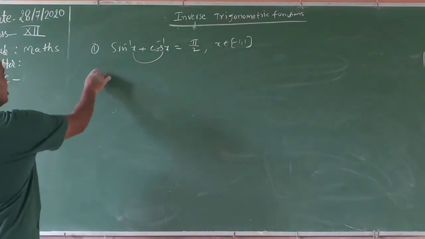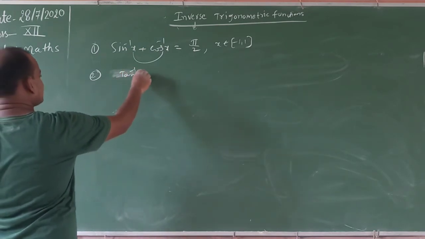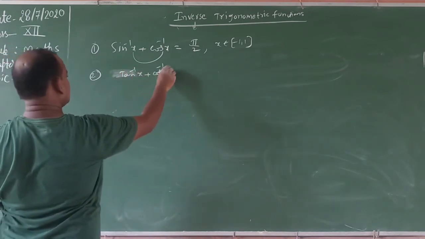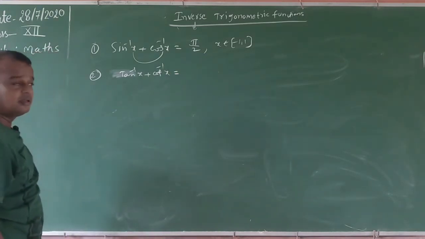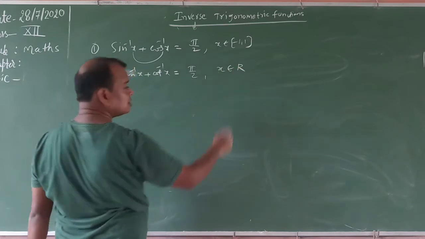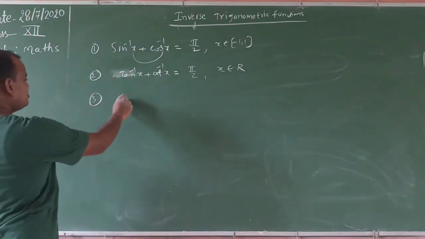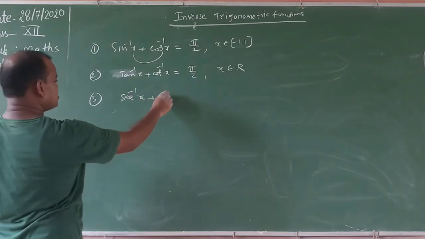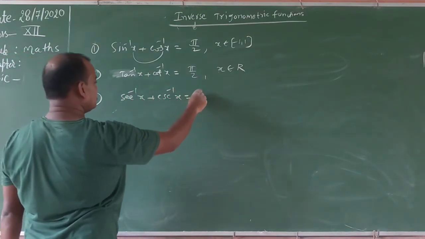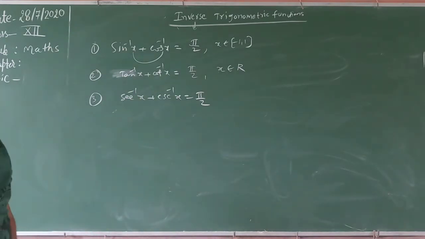Second one: tan inverse of x plus cot inverse of x is also pi by 2, where x belongs to any real number. Third one: secant inverse of x plus cosecant inverse of x is also equal to pi by 2, where x belongs to minus infinity comma minus 1 union 1 to infinity.